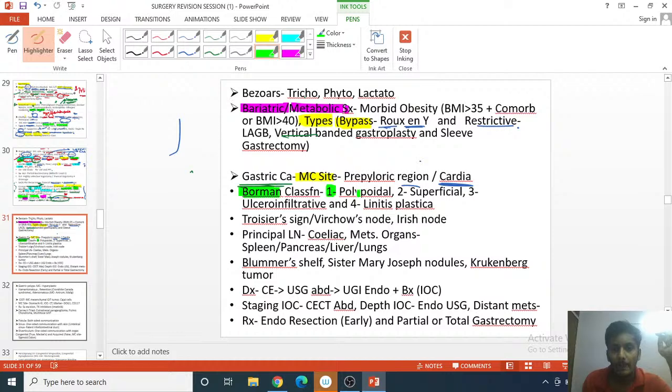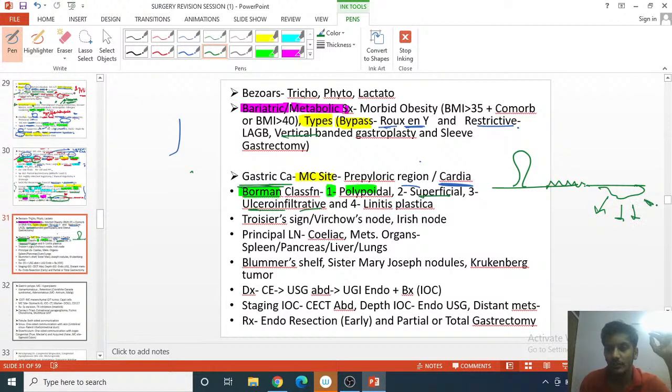Type 1 है, that is polypoidal. Okay, type 1 is polypoidal, मतलब polyp like mass होगा. Type 2 is superficial, मतलब superficially बस eroded है या फिर mass है. Type 3 is ulcero infiltrative. तो type 3 में एक ulcer बन चुका है and there is infiltration, local infiltration of lymphocytes वगैरह. So type 3 is ulcero infiltrative.